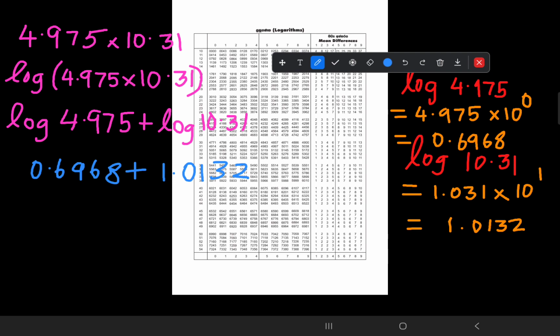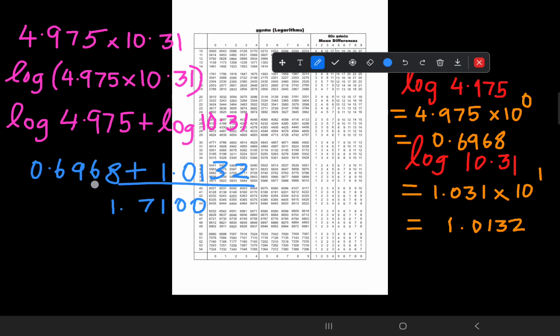It consists of a chain of many calculations, so you have to do them properly to find the answer. So we got 0.6968 plus 1.0132. We need to add these two values. When I add them, 8 plus 2 is 10, remainder 1. 6 plus 3, 9, plus 1 is 10. Again another 1. 1 plus 9, 10, 11. Again another 1. 7.